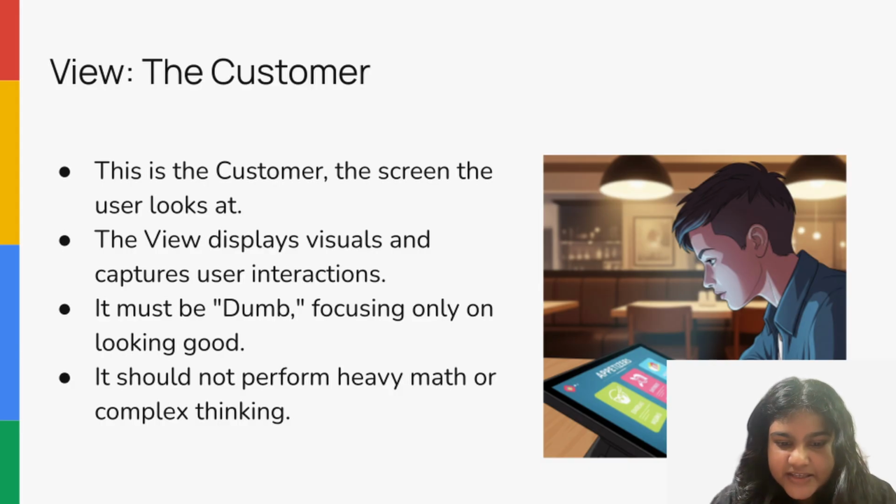This is the visual layer, the XML layouts, the SwiftUI views, or the HTML DOM. The view has one job: display visuals and capture user input like clicks or text entry. We often say the view should be dumb. This is a technical requirement. The view runs on the main UI thread. If you perform heavy math, complex data storing, or network requests here, you will freeze the interface and lead to application not responding errors. The view should purely reflect the state given to it.